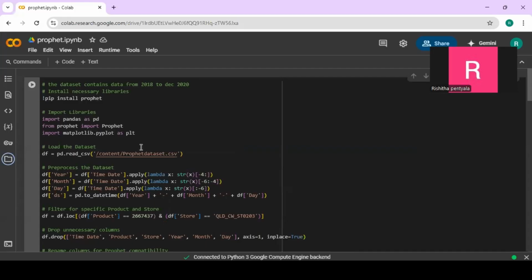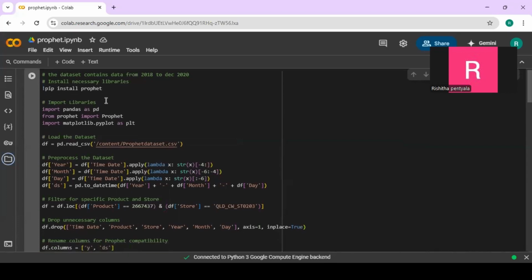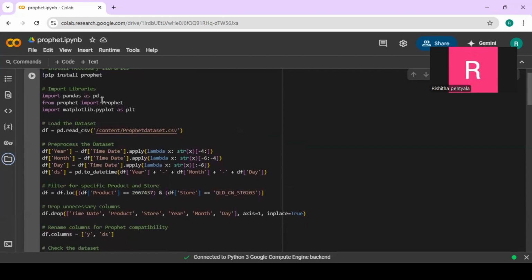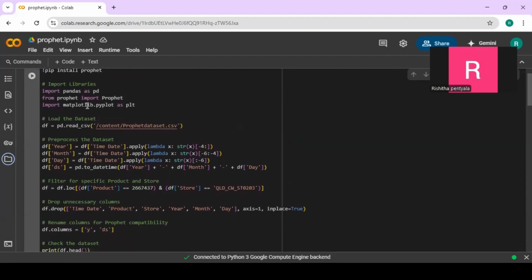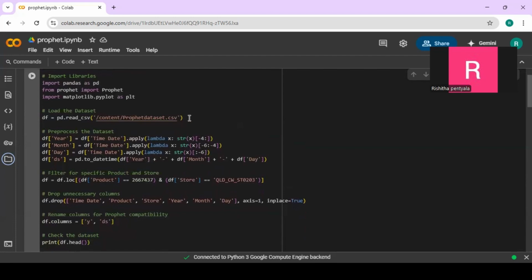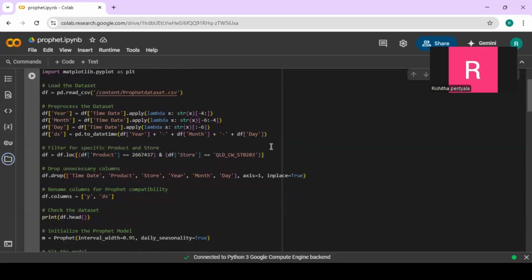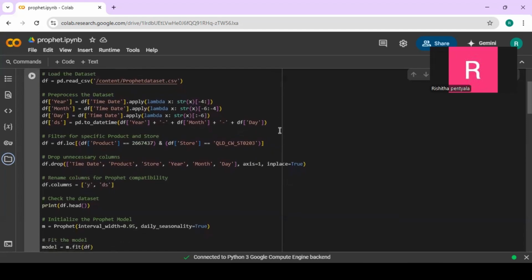Here, we are installing Prophet. Next, we are importing libraries like pandas for the data frames, Prophet, and Matplotlib for the plotting. Next, we are loading the data set. Here, we are extracting the columns year, month, and date from the time column, and we are creating a new column named DS, which consists of the date time in the time format, which is necessary for the forecasting.